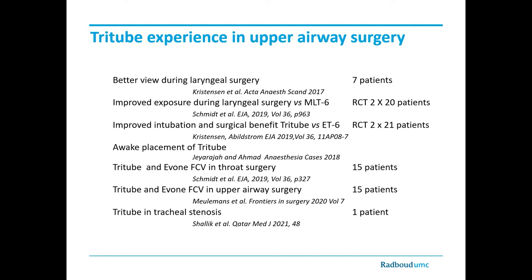So now we would like to focus on the experiences with Tritube. On this slide you see what has been published about the use of Tritube during airway surgery. Johannes Schmid reported on 15 patients undergoing laryngeal surgery. One patient was excluded because the patient coughed out Tritube. There was good surgical view and the patients could all be normally ventilated. Tube dislocation happens in other cases as well, due to different reasons. Jeroen Meulemans from Leuven in Belgium reported 15 cases of successful use of Tritube and Evone in upper airway surgery. He also presented a very interesting webinar for Ventinova, focusing more on the surgeon's point of view.